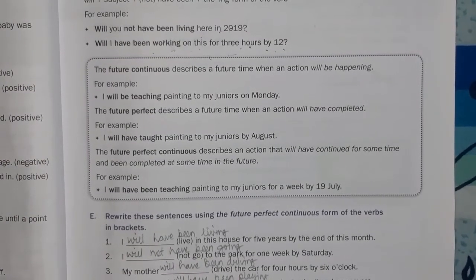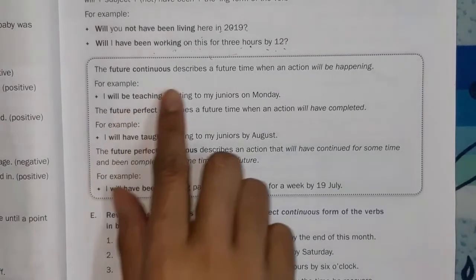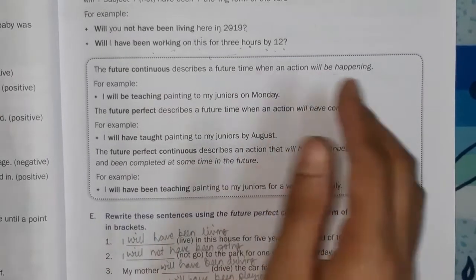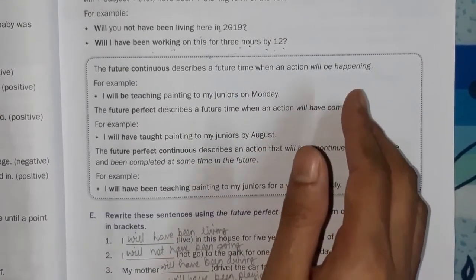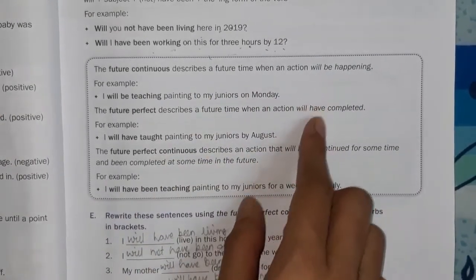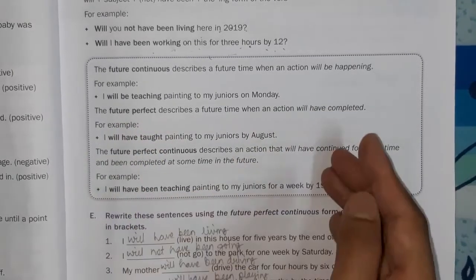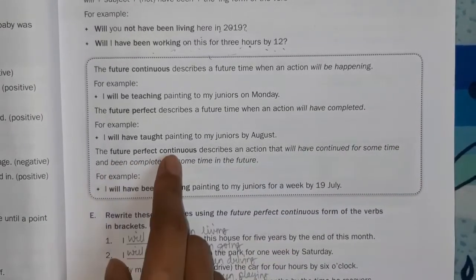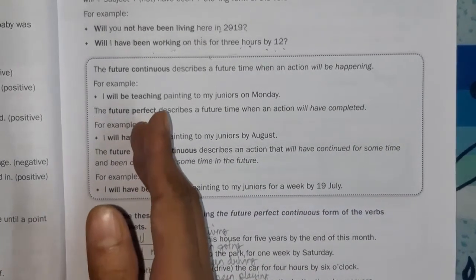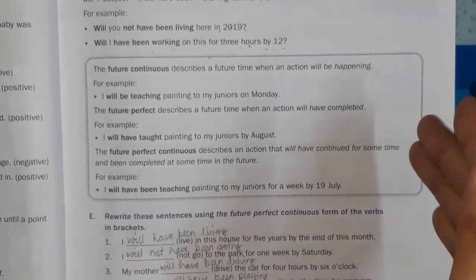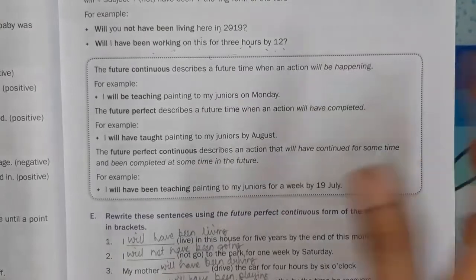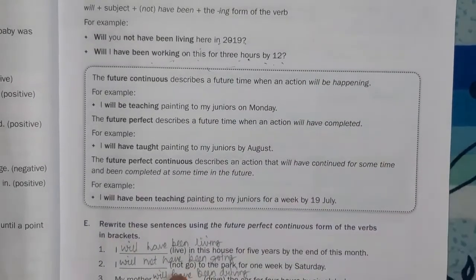let's take a quick look at future continuous, future perfect and future perfect continuous. Future continuous describes a future time when an action will be happening. So at a particular future time the action will be continuing. Future perfect means at a particular time in the future the action will be completed. And future perfect continuous means the action has already started, and at a particular time in the future it will be going on. So this is all about future perfect continuous.